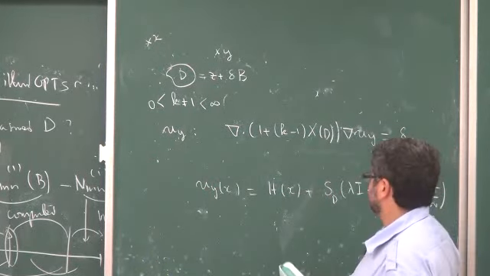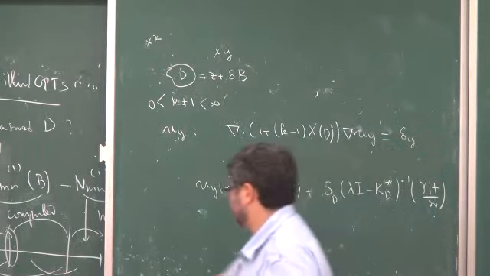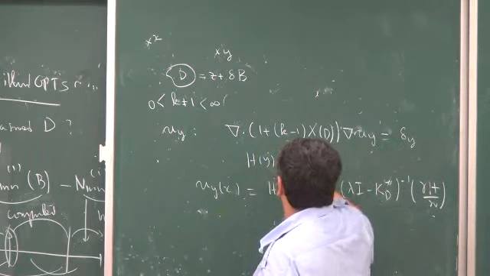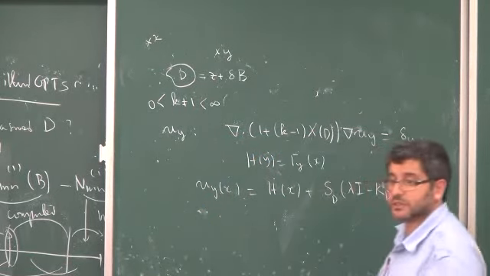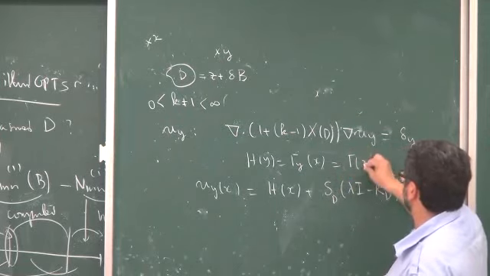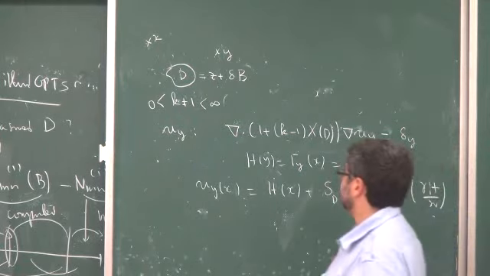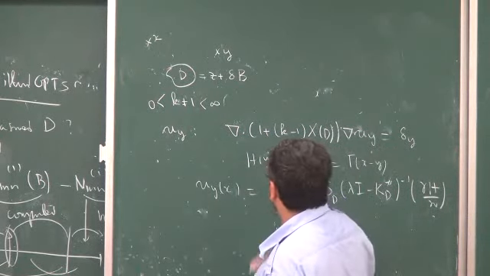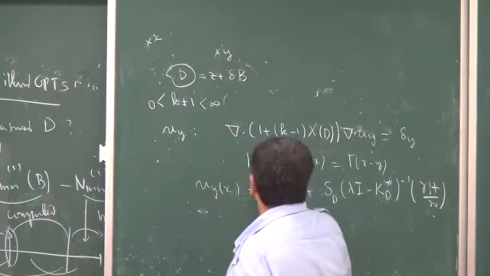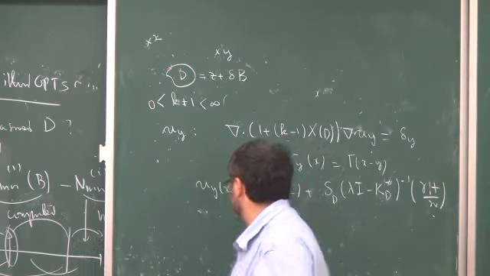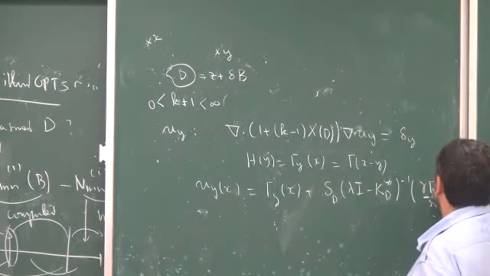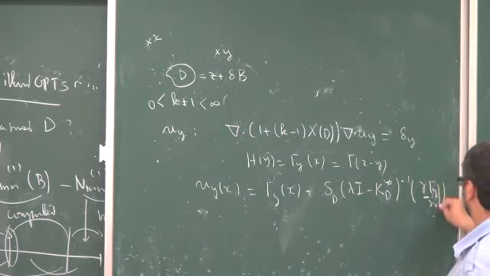So U_y is the solution to what? H here is my fundamental solution. H_y is Gamma_y of x. Okay, it's Gamma of x minus y. So my representation, I know that U_y is equal to my fundamental solution plus the normal derivative of my fundamental solution on the boundary of D. I know this is the representation formula.